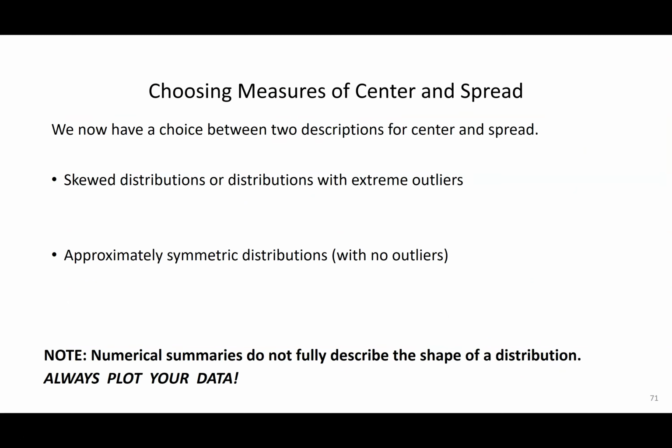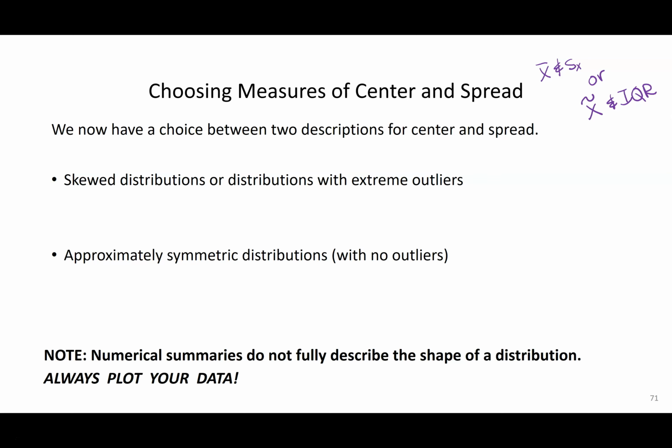So, choosing measures of center and spread. In general, you're going to either have x bar and the standard deviation together, or you're going to have the median and the IQR together. You're not going to mix and match. It's pretty much going to be one of those combos.